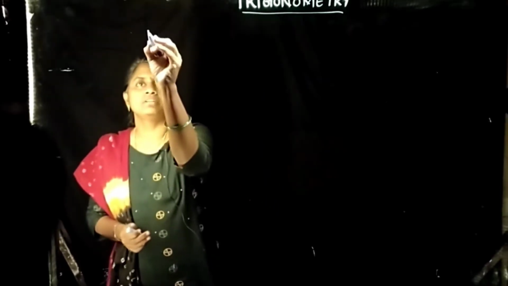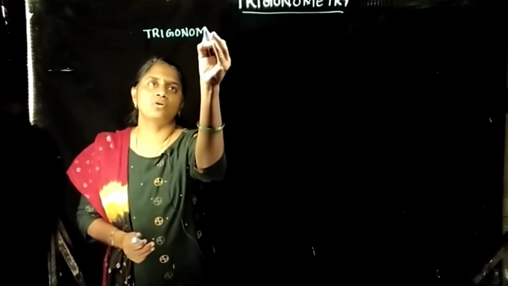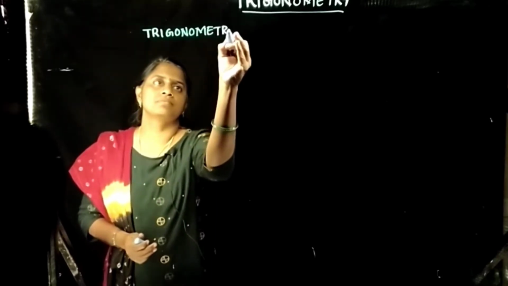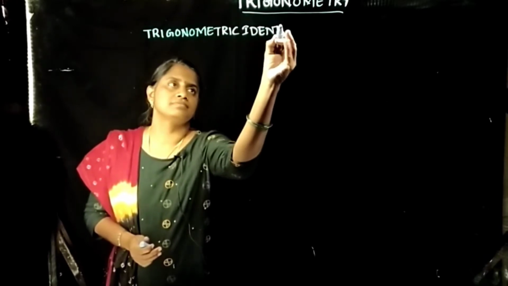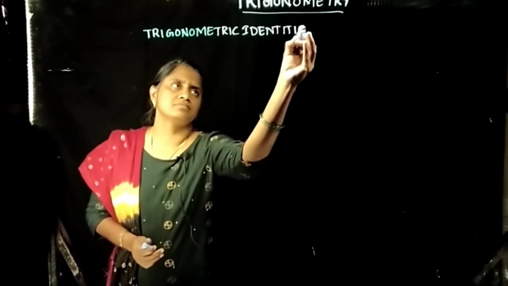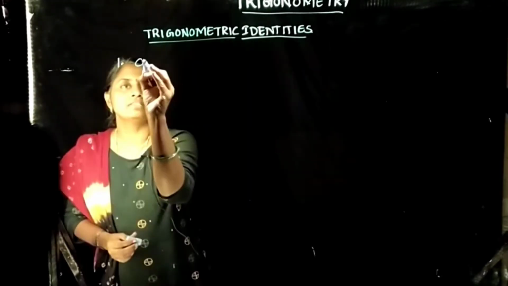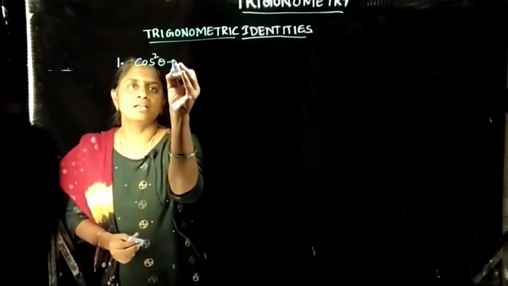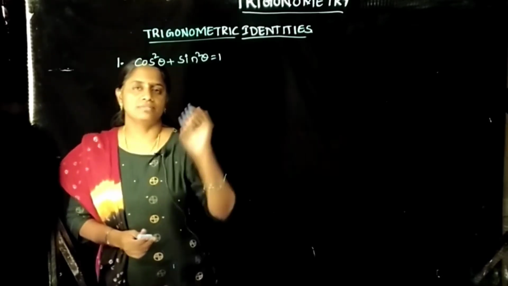Hello children, today we are going to discuss one topic from trigonometry. The topic name is trigonometric identities. The first one is cos square theta plus sin square theta is equal to 1.